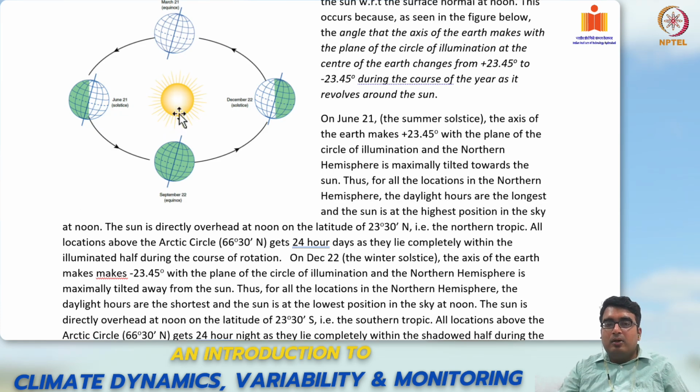So this continues between March 21 and September 22. Okay. So at March 21 it will be 0, at June 21 plus 23.45, and at September 22 it will be 0. So between March and September you will have the summer period in general, where the axial tilt and the circle of illumination will make an angle of between 0 and 23.45 degrees on the positive side. Okay.